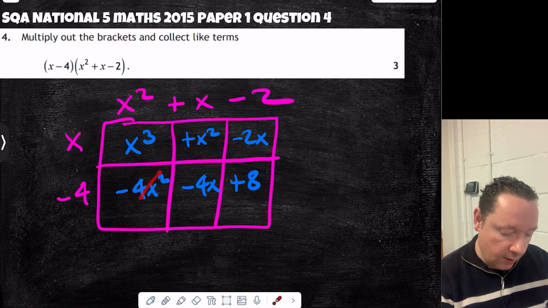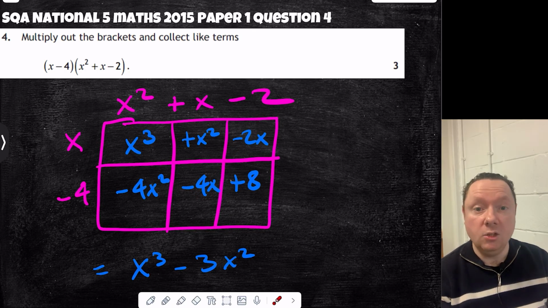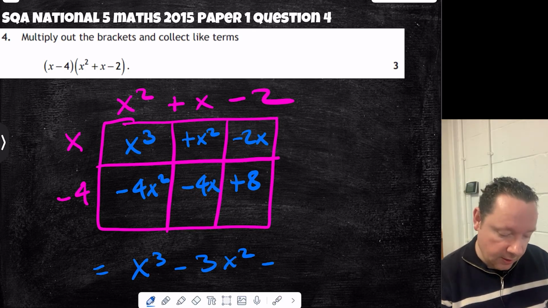Now you should notice that boxes in this diagonal go together. So when I want to get them out of the box, I've got x cubed. Then these two go together, so that's minus 4 plus 1, minus 3x squared. Then these two go together, so that's minus 4 minus 2, which is minus 6x. And then I've got plus 8 on the end.